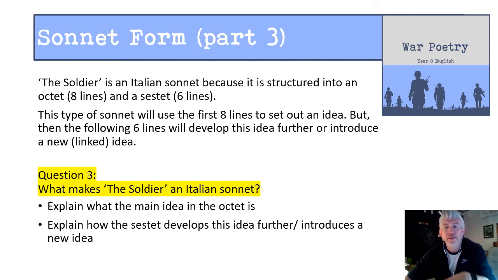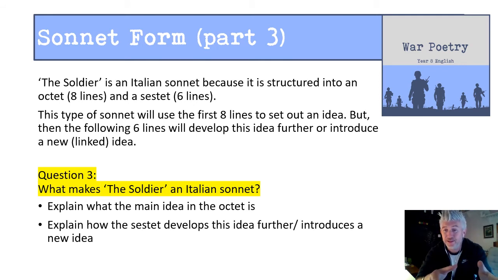So, an Italian sonnet has 2 halves to it. The first part, the octet, sets up an idea, and then the sestet, the second part of the sonnet, introduces a new idea or develops that first idea in a new way. It moves it forward, in some way, shape, or form. So your question is, what makes The Soldier an Italian sonnet? And your answer is going to be these 2 bullet points. First of all, what is the main idea in the octet?